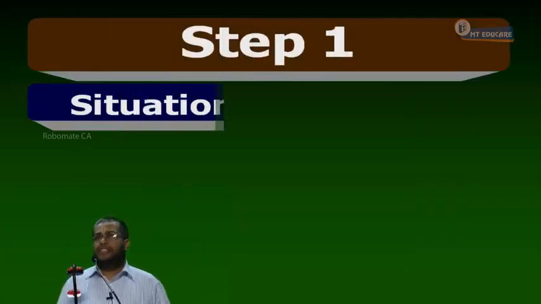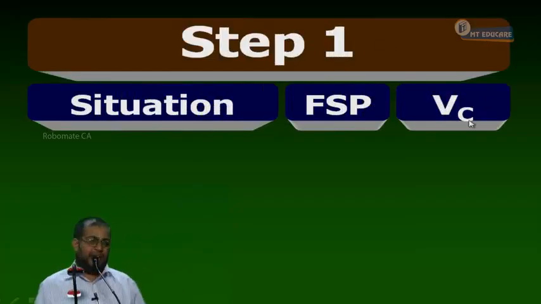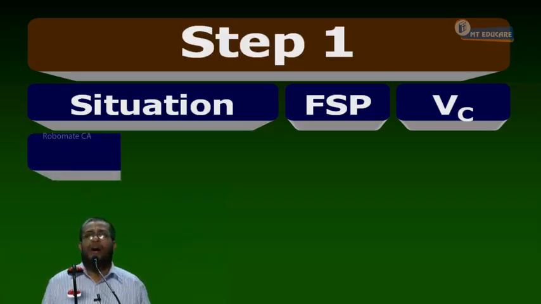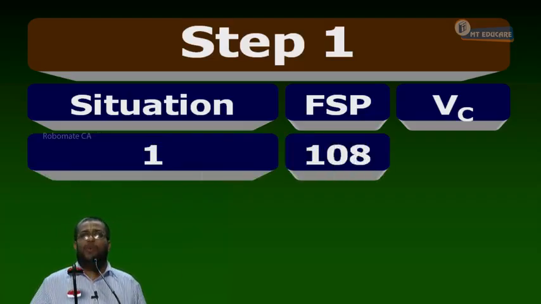Okay. Step 1 is change in VC and change in FSP. Here the word value of the call means the value on the maturity date. Yes or no? Because if I discount, I get the value today. Can I proceed? Now, situation 1. FSP can be 108 or what? 90. Suppose FSP is 108.